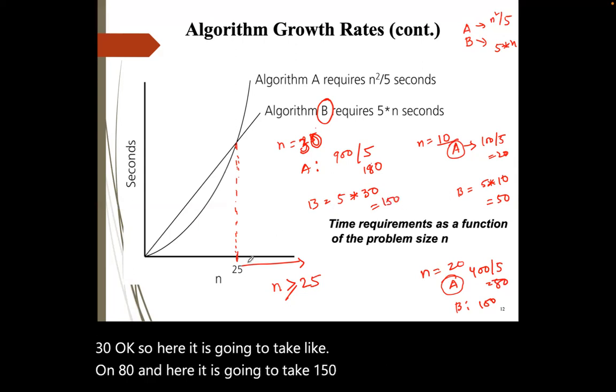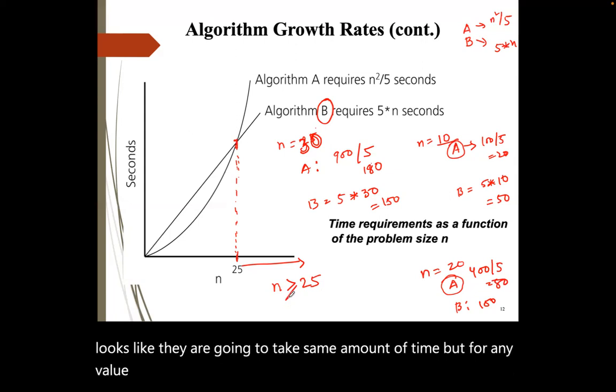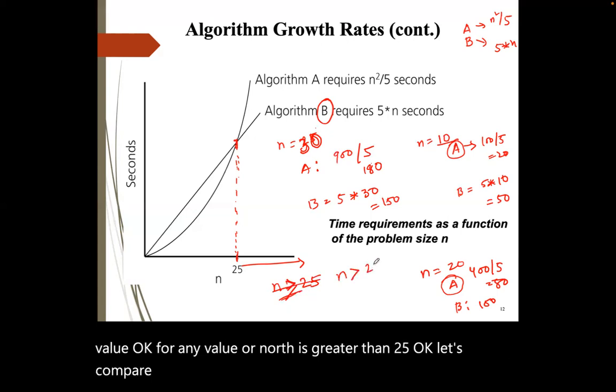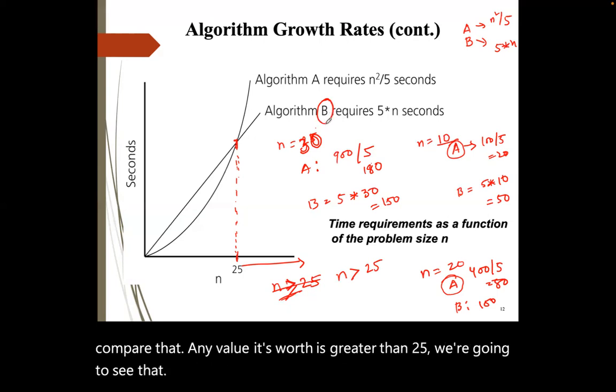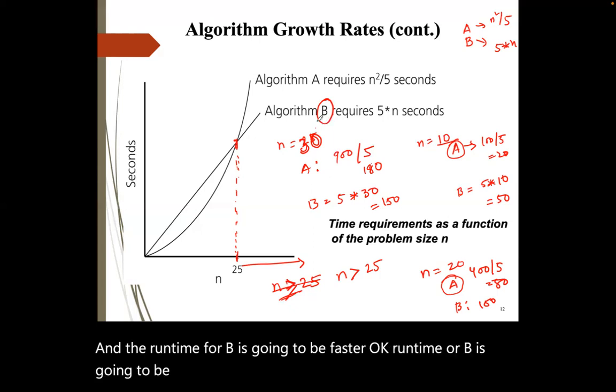Okay. So when n equals 25, looks like they are going to take the same amount of time, but for any value where n is greater than 25, okay, let's compare that. For any value where n is greater than 25, we're going to see that the runtime for B is going to be faster. And how can we be sure about that?